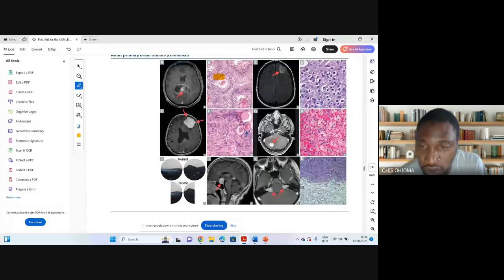It's usually located in what we call the cerebellopontine angle. So this is the cerebellum, and this is the pons. From here to here is the pons, and from here to here is the cerebellum. It's located in the angle between the pons and the cerebellum, like an acute angle. So it's usually located in this angle here.